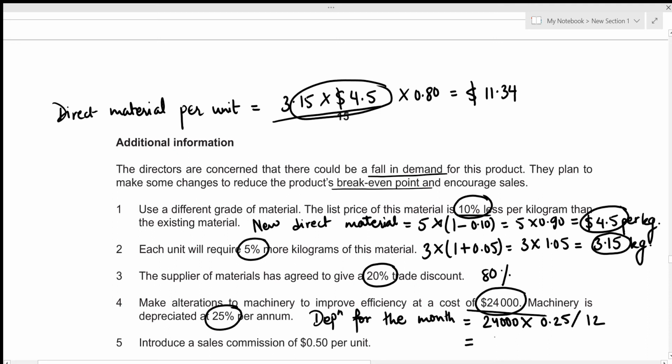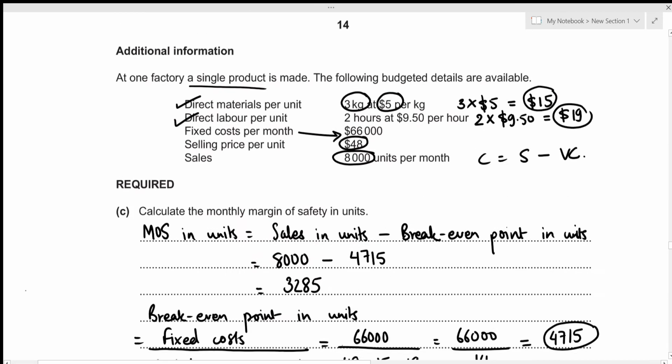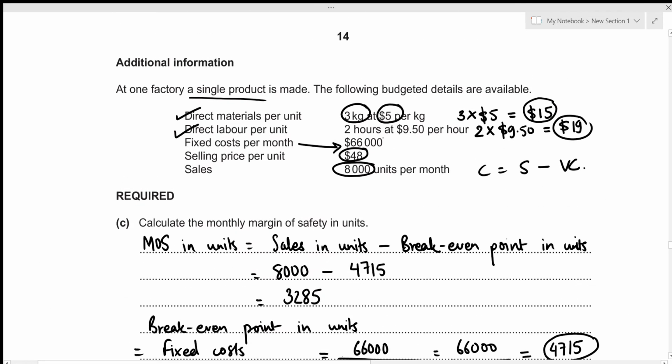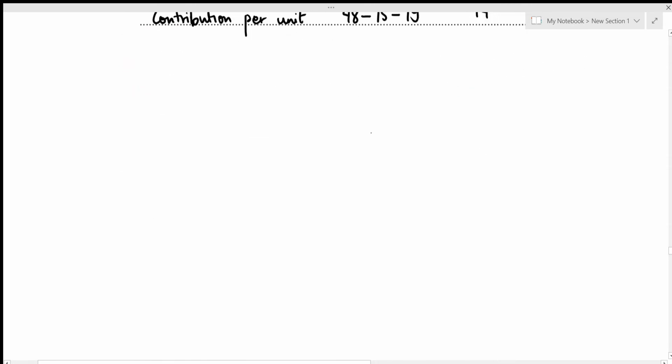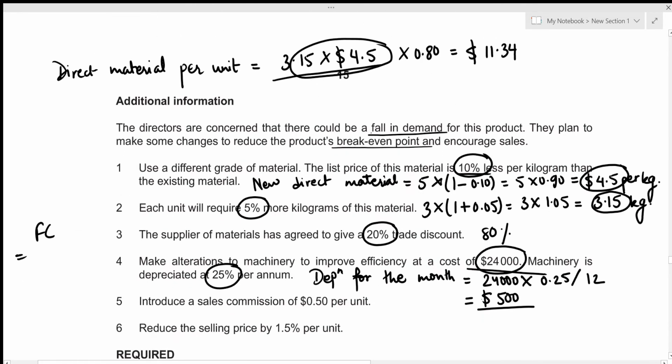So that's going to be 24,000 times 0.25 divided by 12, which results in the depreciation per month to be 500. And we know that this is a fixed cost, right? So we will also be required to change our fixed cost. Previously, let's have a look above, the fixed cost per month was 66,000, but now we will also have to add this additional depreciation charge. So that's 66,000 plus the depreciation charge of 500, which results in the total fixed cost per month to be 66,500.